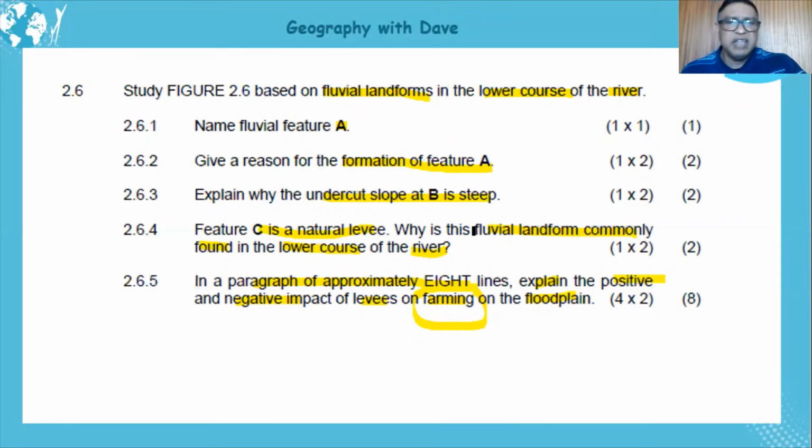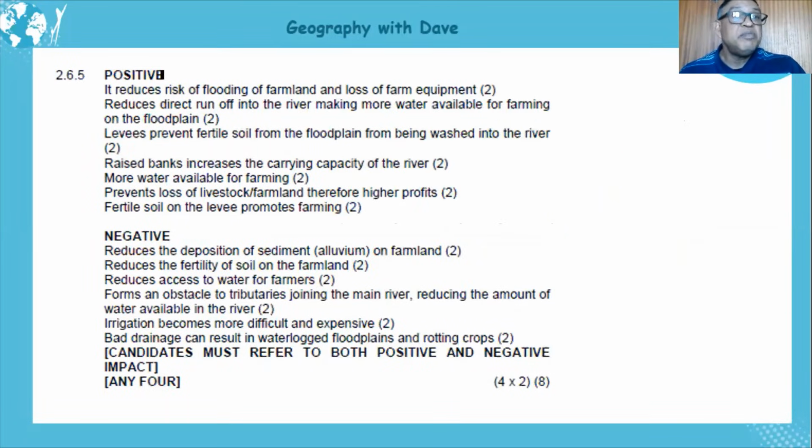Okay, look at some of the answers here. On farming, on the floodplain. Easy. Positive, it reduces the risk of flooding, isn't it? When the banks become elevated on both sides, therefore less water can go through. It increases the depth of the river because it makes it higher now. So less flooding, less farm loss and loss of farm equipment. Can you see it? All I did was say it reduces the flooding, and less loss of farm equipment.